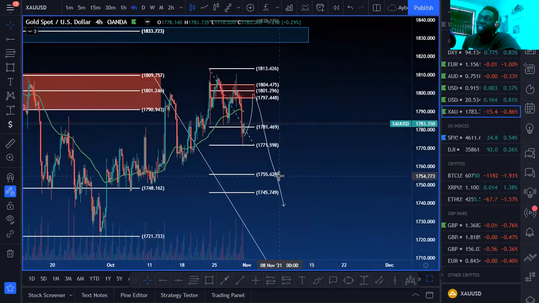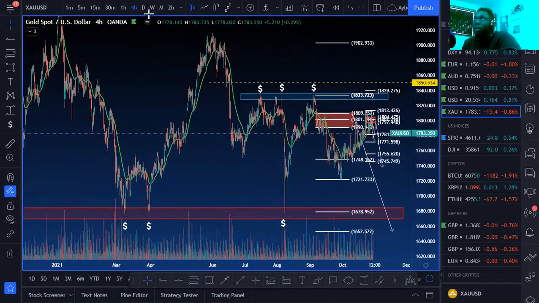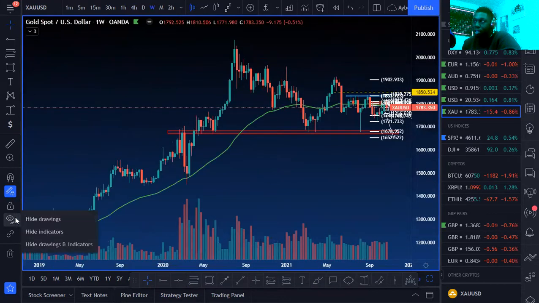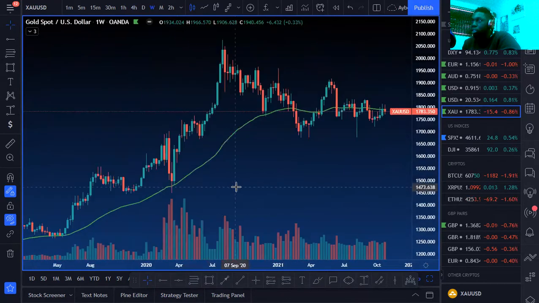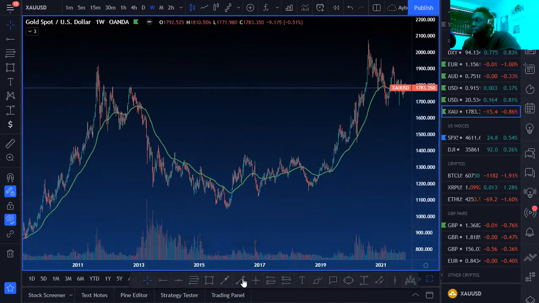Christmas is coming up, and in my personal experience as a trader, I've noticed that during Christmas time is when gold starts to go bullish, which is so weird. I'm going to the weekly time frame just to show that observation I drew. So let's just go back all the way to 2018.